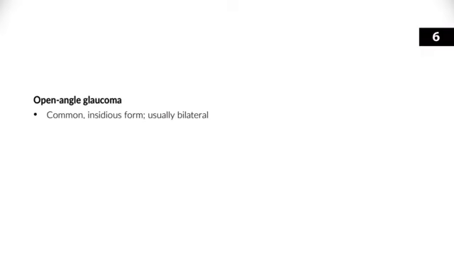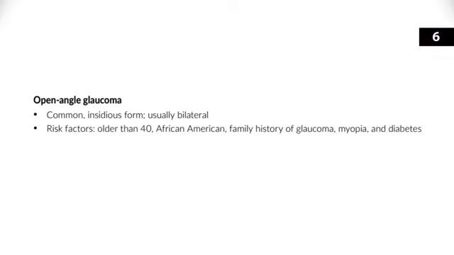Open-angle glaucoma is much more common than angle closure glaucoma, and it usually comes on insidiously over a number of years. It's usually bilateral. Risk factors include being over 40, being African American, family history of glaucoma, myopia, and diabetes. Diabetes can cause lots of different eye problems.